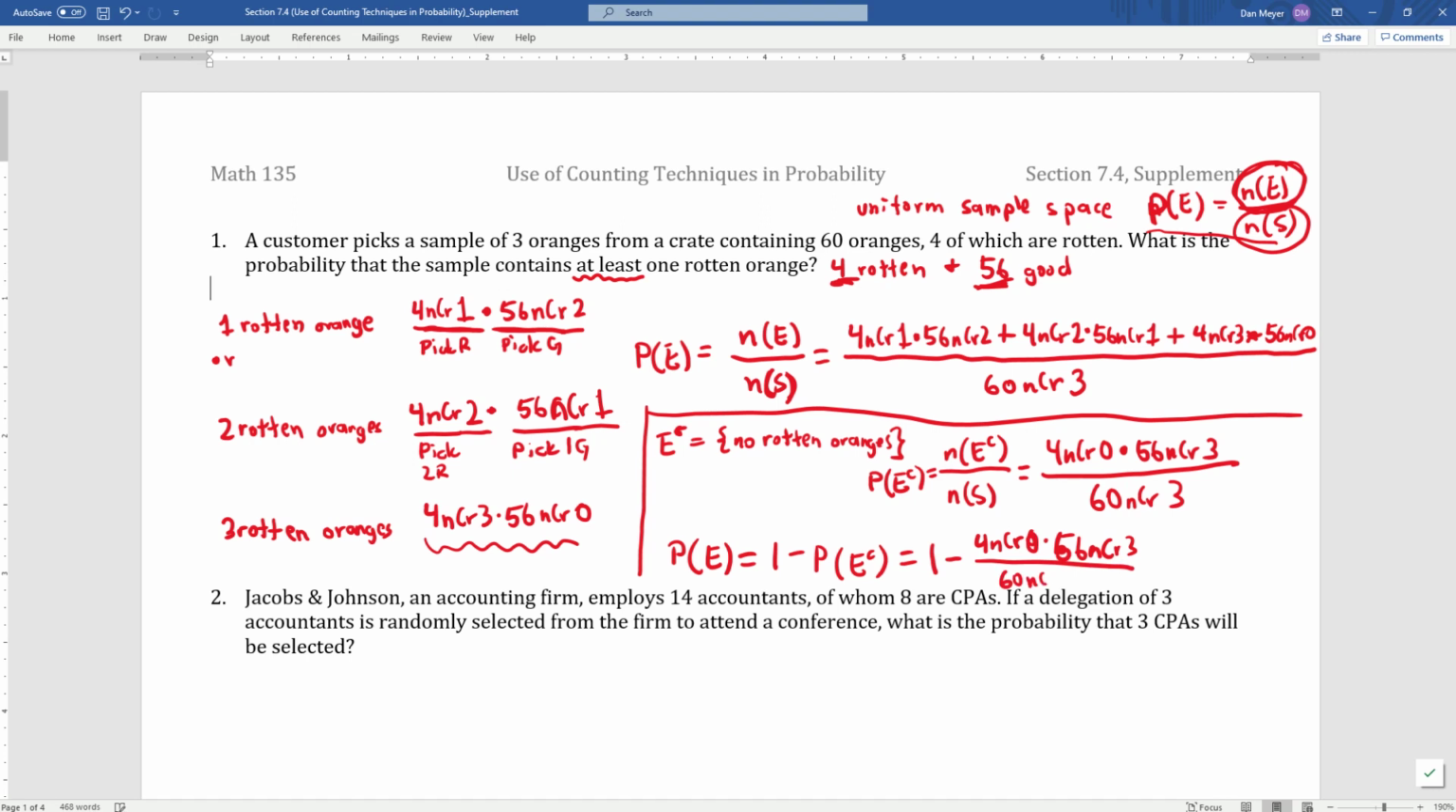And I think in this case the complement strategy is much faster. It's much easier to execute on the calculator, especially when you realize that this pick no bad oranges is kind of like a non-task. There's no task there. And so you really could just do the 56 choose 3 divided by 60 choose 3. All right. I think that does it for number 1.